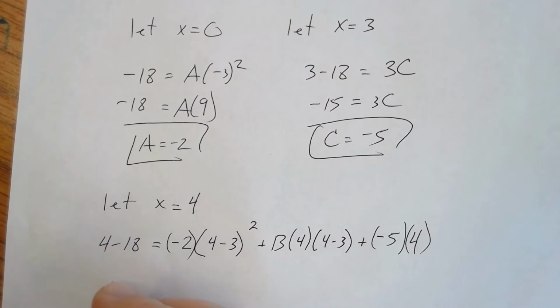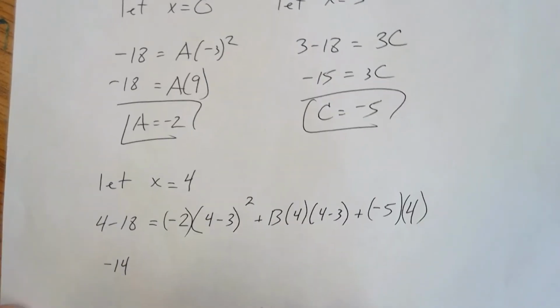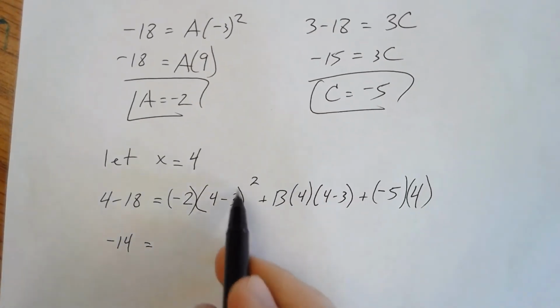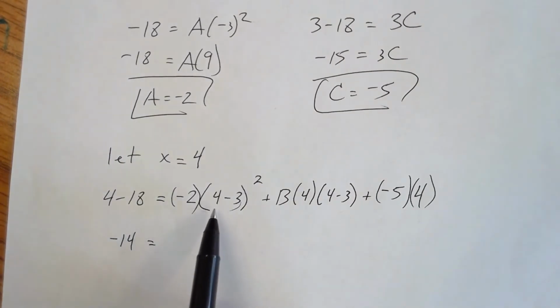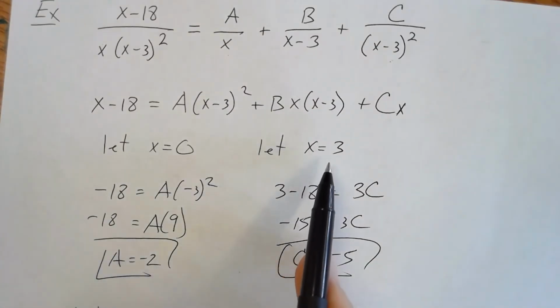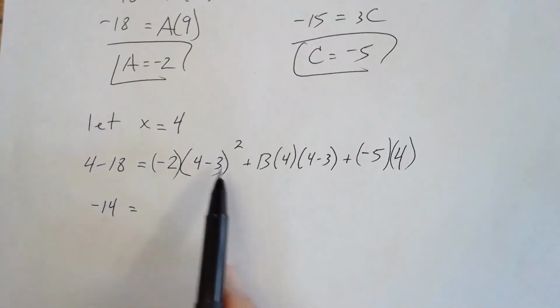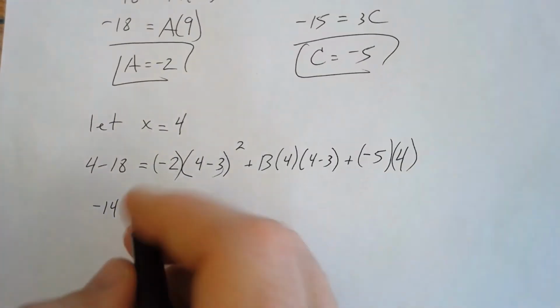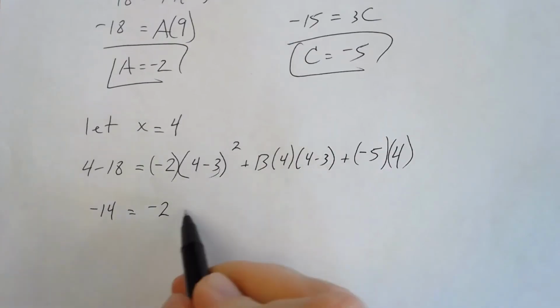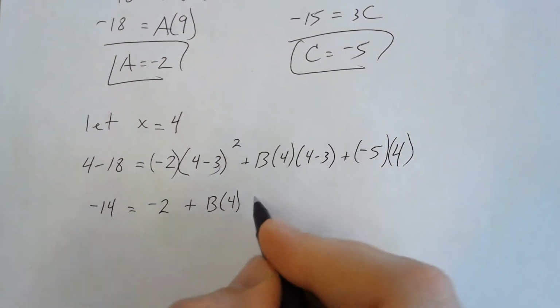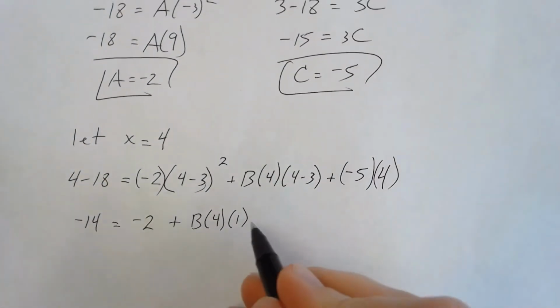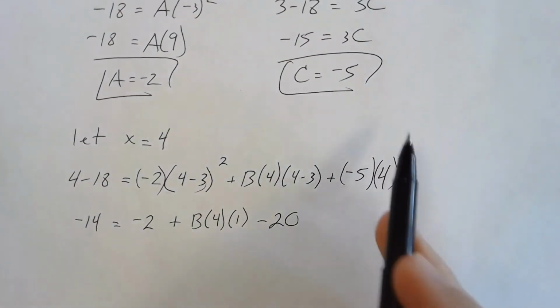So 4 minus 18 is going to be a negative 14. This is equal to this 4 minus 3, and this is why I picked 4 in particular. I picked 4 in particular because I already picked 3 and I couldn't pick 3 again, but picking 4 makes this thing a 1. So now it's 1 squared. Oh, so this is just negative 2. And then I'm going to have plus my b times 4, and again, 4 minus 3 is 1. I picked that 4 intentionally that way, and then minus the 20 from this term over here.